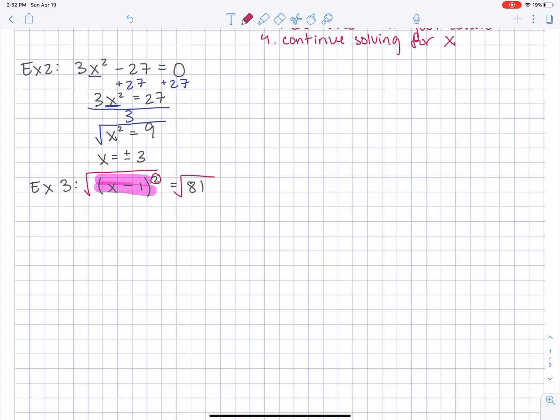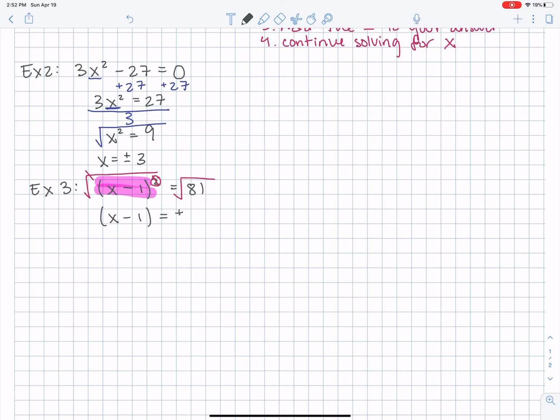The square root and the square kind of cancel each other out, meaning that you are left with x − 1 is equal to... now the square root of 81 is 9, but don't forget that you also have a plus or minus in there. And this is where, just like those absolute values that we used to do all the time, you can set up these two equations.